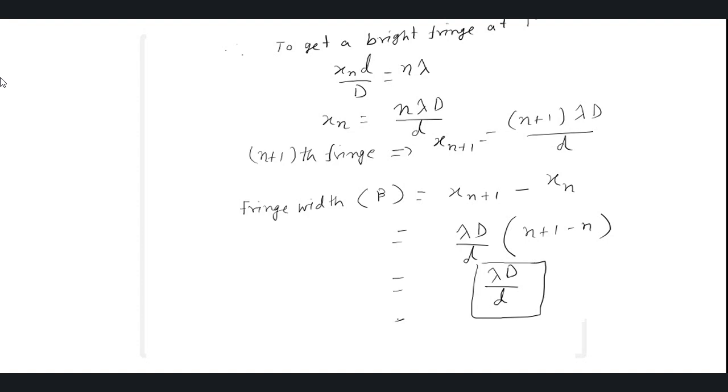So this will be the value of the fringe width, or expression for the fringe width, in case of Young's double slit experiment. I hope you have understood.